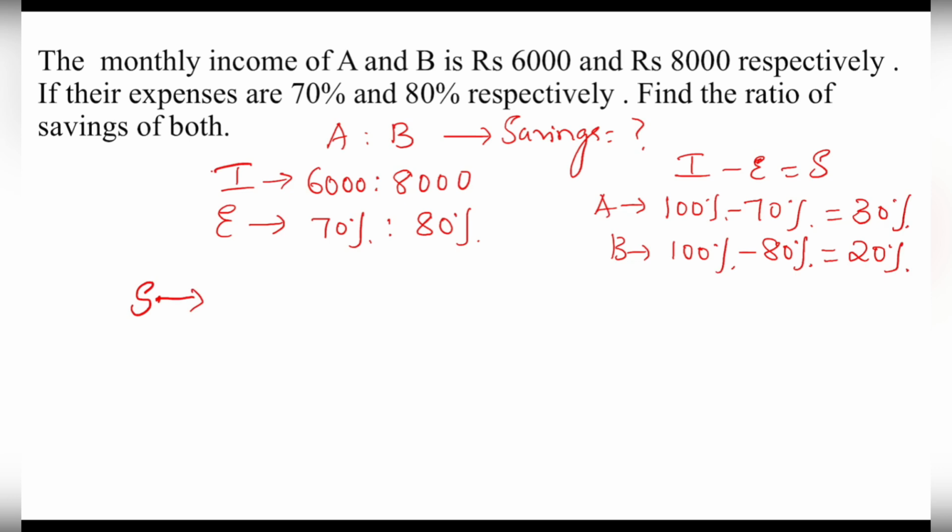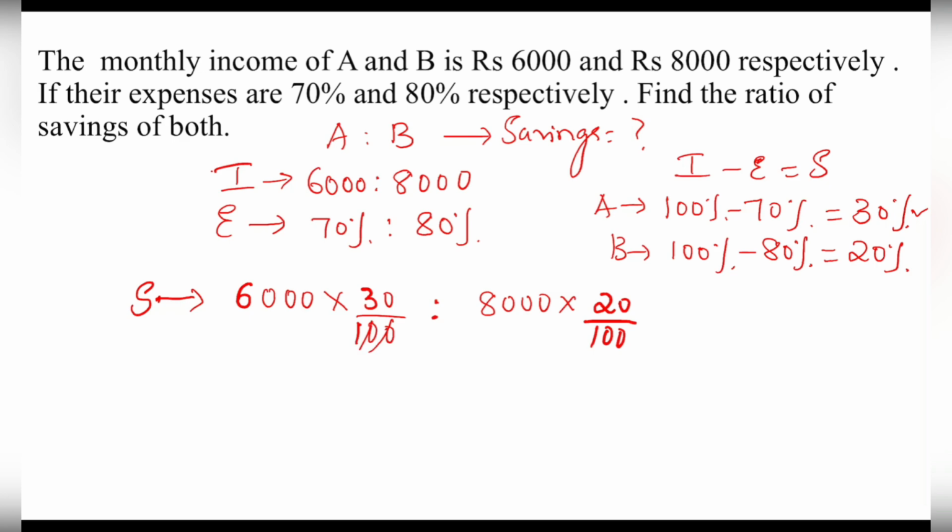So A is saving 30%. 30% of what? 30% of total income. So total income is 6,000. So 30% of this total income, so 6,000 into 30 by 100. And B's is how much? 20%. So his income is 8,000. 20% of 8,000 he is saving.